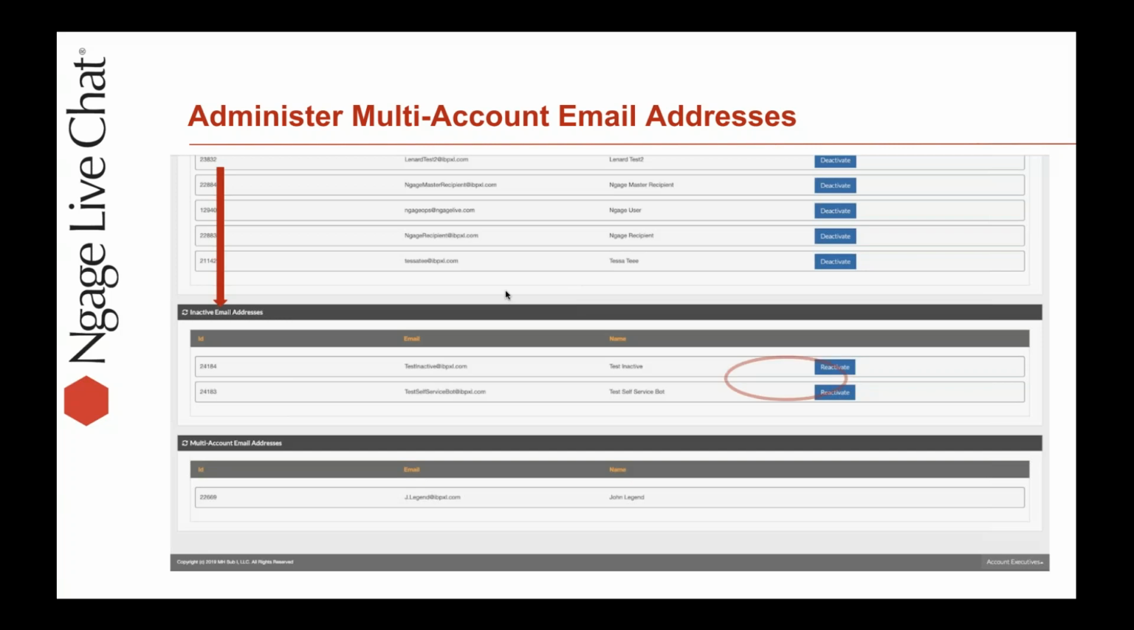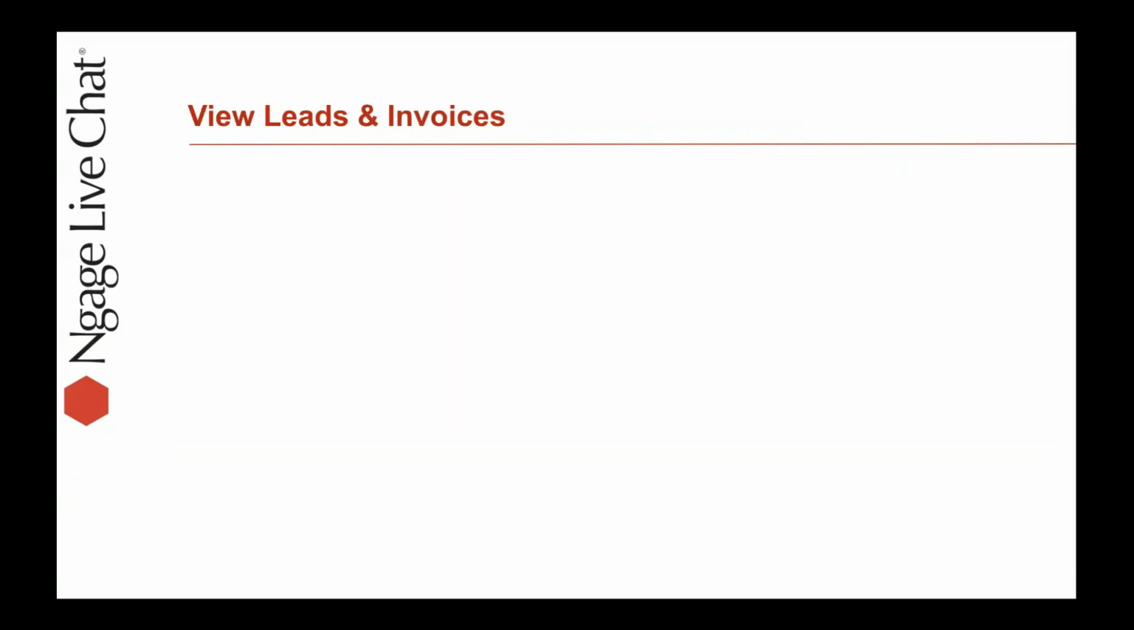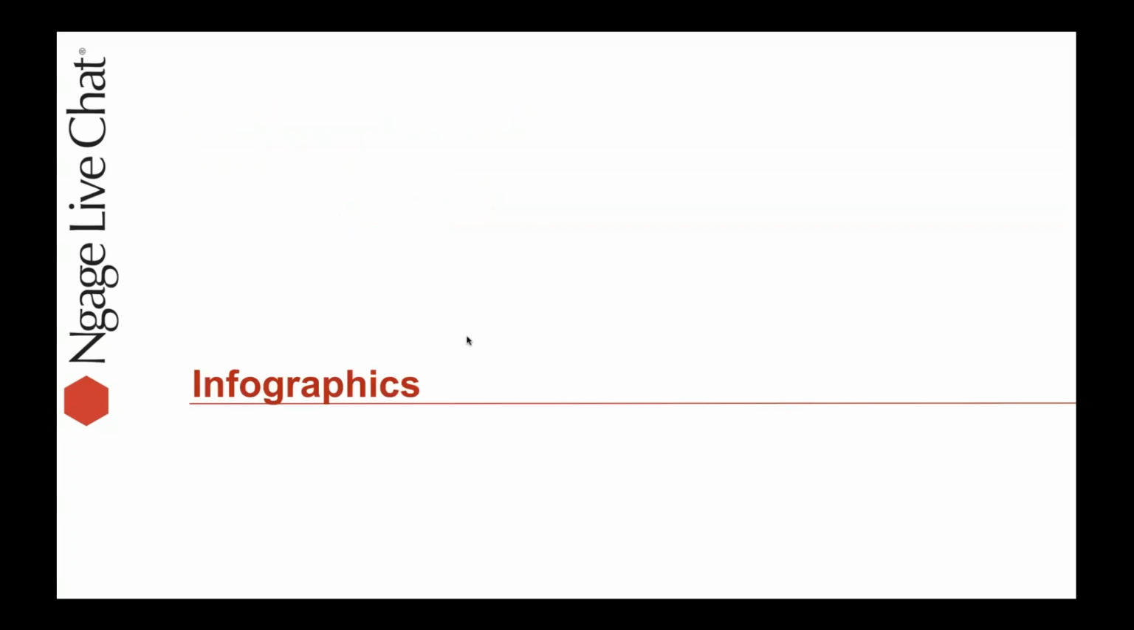And then finally, there's a link to the standard Ngage portal where you can view your leads and your invoices. I don't know if you all can see this, but on my screen, it looks like the graphic is missing. So you'll just have to use your imagination here. But there's a button at the top that says view leads and invoices, which would normally be right there where the red circle is. And when you click that, it'll take you to the standard Ngage portal where you can view all your leads, where you can download your invoices, download your reports, etc.